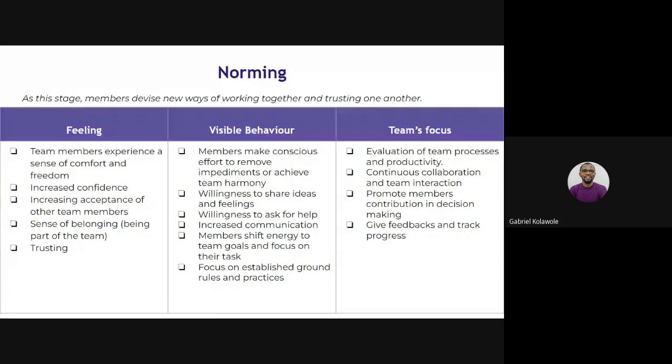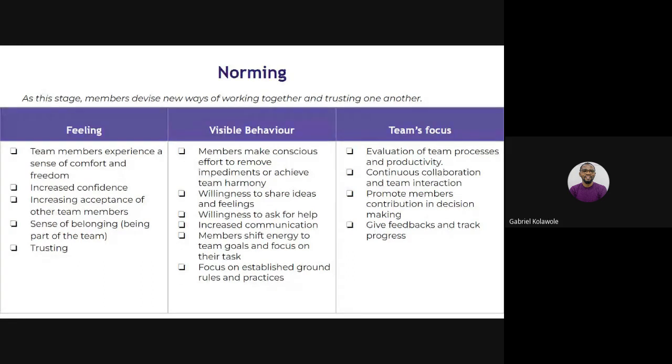we come to the norming stage, and members devise new ways of working together. At this stage, because we are now listening, paying attention to one another and calming down, we are refocusing on what we want to deliver. Team members experience a sense of comfort. They start feeling comfortable in their skin, comfortable with one another. Yeah, I think I can work with this person now. Oh, okay, it's not coming for me. Feeling increased confidence, increased acceptance of team members, sense of belonging. Yeah, they start trusting. That's another thing that happens.